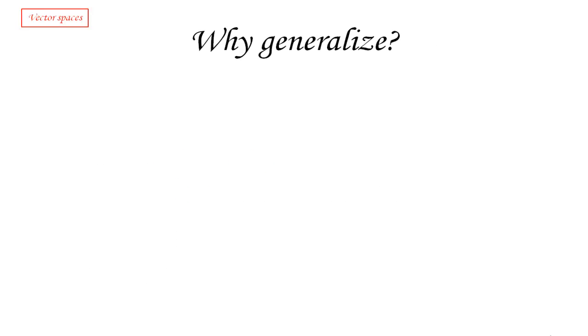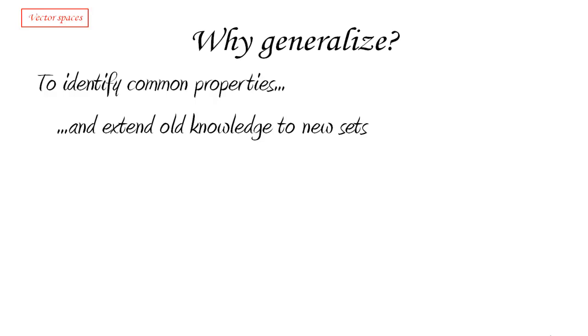Why do we want to find out what are these common core features, properties, and why do we want to generalize them? Well, the idea is that we want to identify these common properties so that we can extend old knowledge to new sets. If we find out that there is something useful, interesting in what we're going to call a vector space of one type, and we realize that that property really depends only on the basic vector space properties, then we can generalize that to any other set that has those properties.